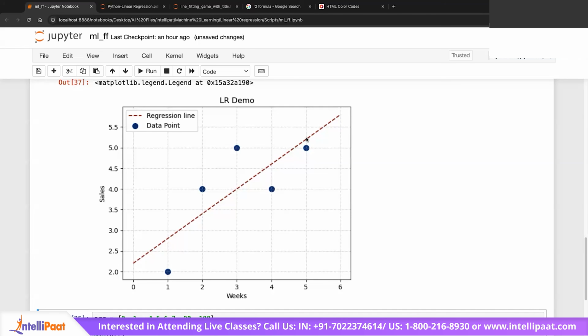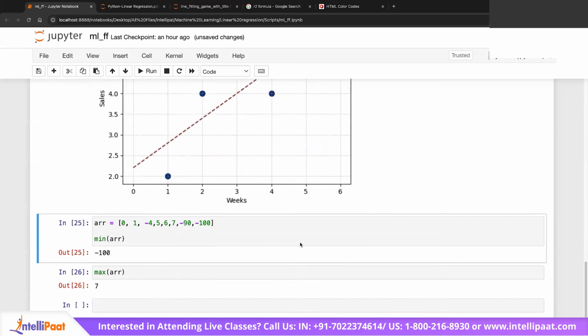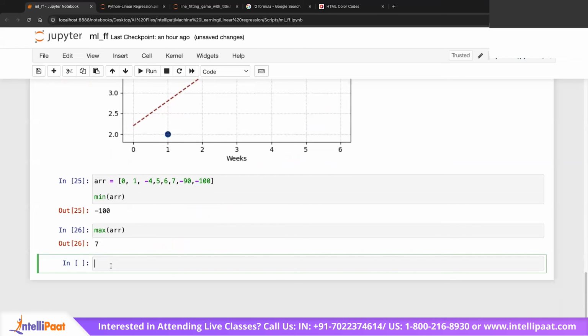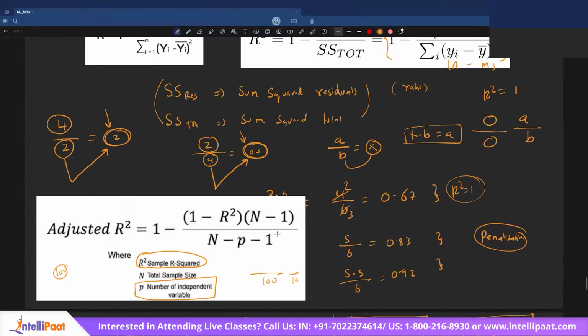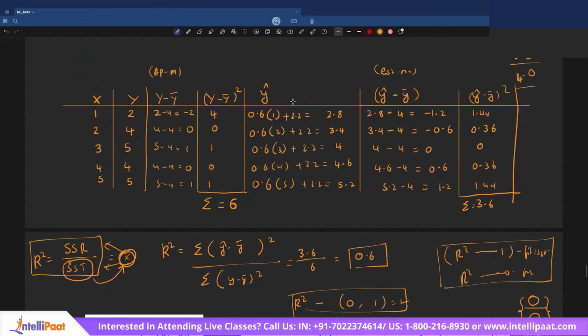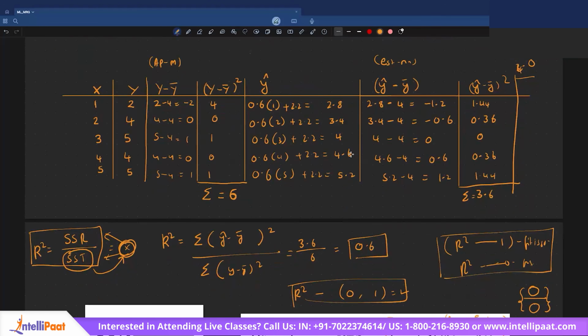That's why we are doing it. If you don't do that, you're pretty much done. You will not be able to plot. Then you will be having only y is equal to mx plus c. That's it. You will have 5 different answers. You will get this answer, y predicted is equal to this, but you will not be able to plot it. This value, y hat: 2.8, 3.4, 4, 4.6, 5.2, and you're done.